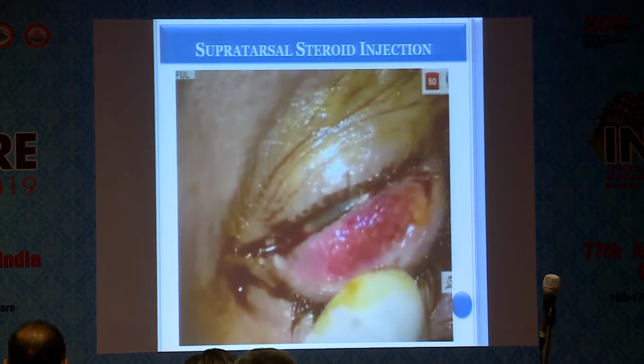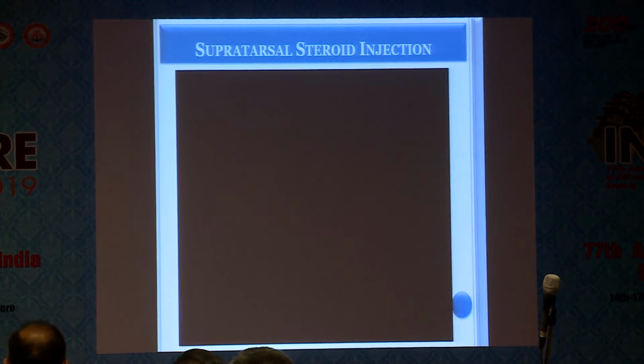Such patients, if you are giving supratarsal steroid, have to be followed very meticulously, because you are putting a depot, and the risk of glaucoma is high. So you have to weigh the risk-benefit ratio. That is important.